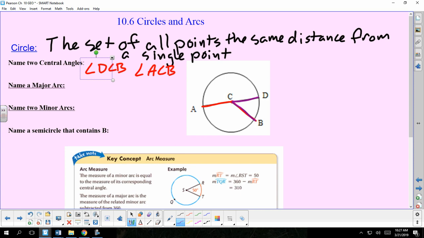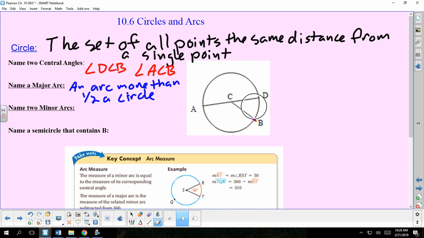Name a major arc. A major arc is an arc more than half a circle, which means it measures more than 180 degrees. So a major arc, we're going to label like this. Major arcs use 3 letters to define them, while minor arcs only use 2.